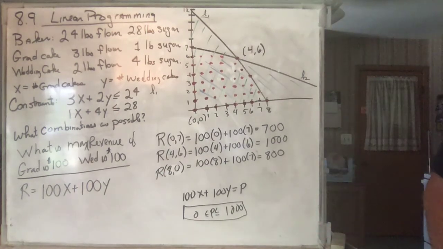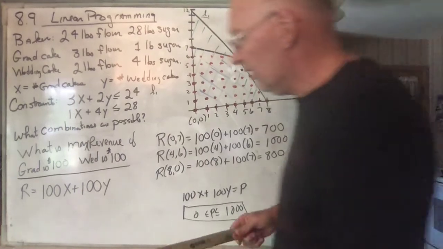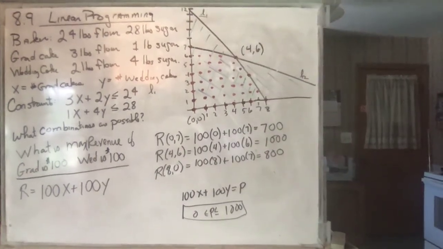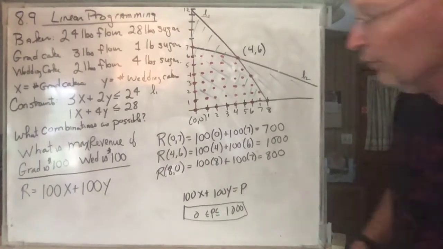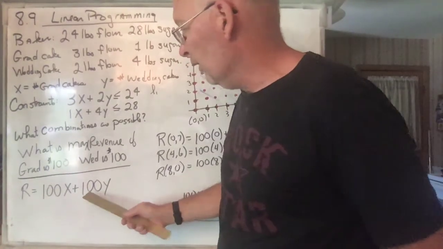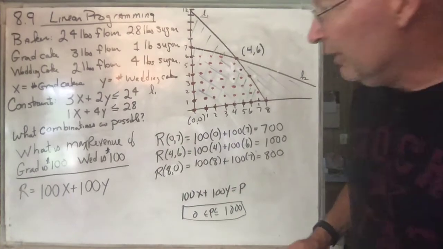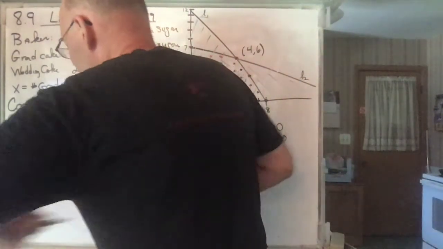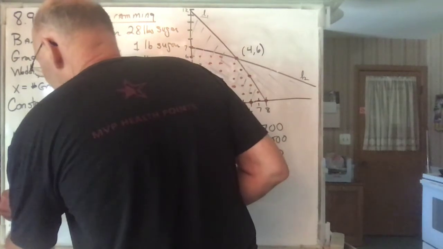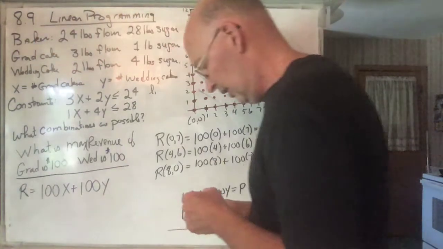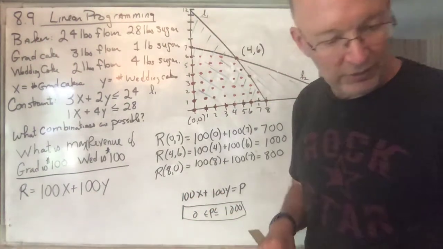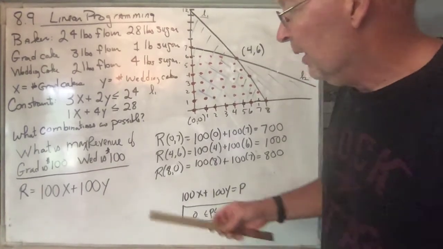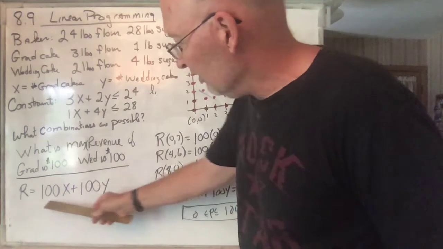What you're doing is you're saying this line, which is 100x plus 100y, is equal to P. I have R for revenue. You could think of it as P for profit or R for revenue. I guess actually it's revenue because he still has to pay the cost of the cakes. So this is revenue. What does this line look like?